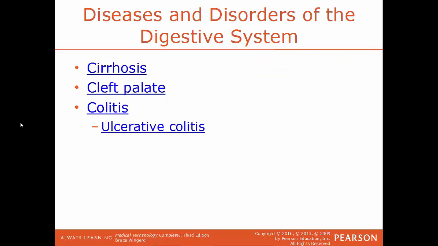See, our next term, cirrhosis. This is a chronic condition of the liver where you have a degeneration of cells. It's usually a result of hepatitis or being an alcoholic. Cleft palate. This is a congenital condition where there is a split in the roof of the mouth with a hard palate.